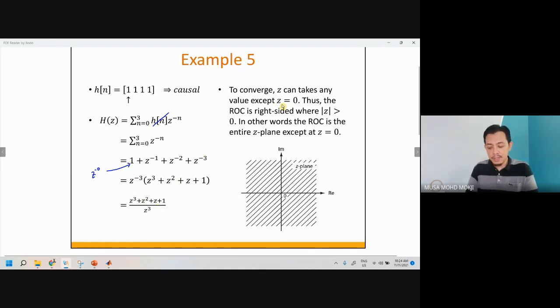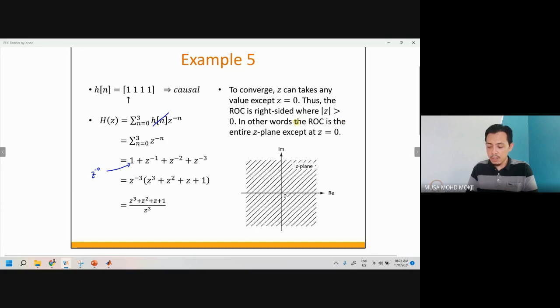Even if z is infinity, you put it here, the rest will be infinity, and then at the end it becomes close to 1. So it's not a problem even if z equals infinity. The problem is only if z equals 0, where it will give us H(z) equals 0. So that is the ROC.